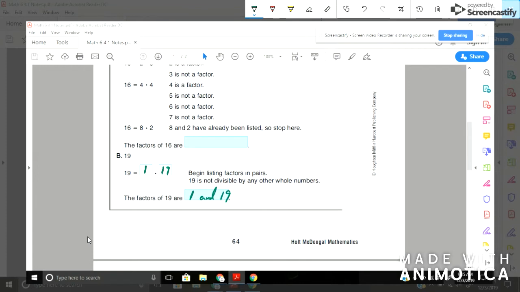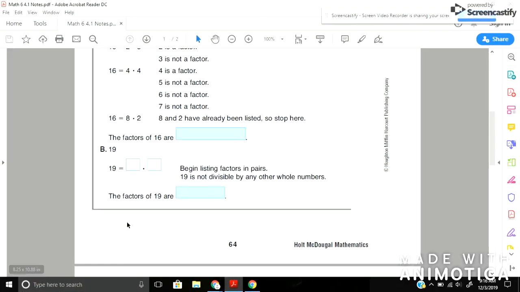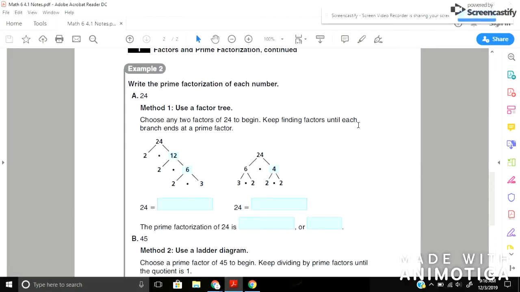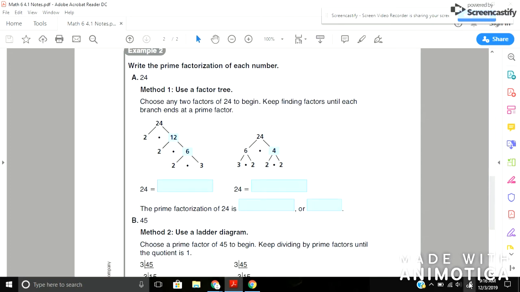1 and itself, that would make 19 a prime number because its only factors are 1 and itself. Okay, go ahead and flip to the back side, and now we'll do an example using prime factorization.